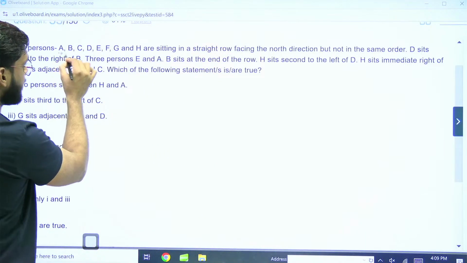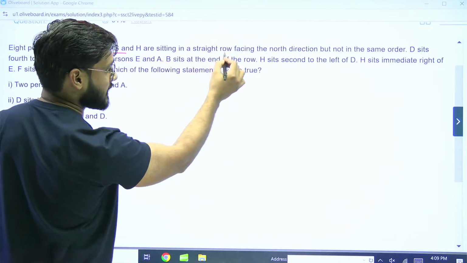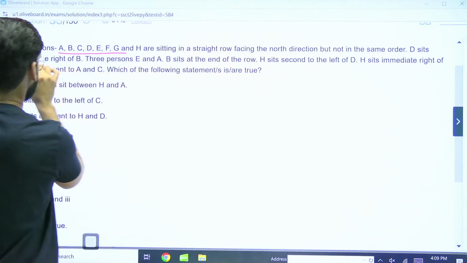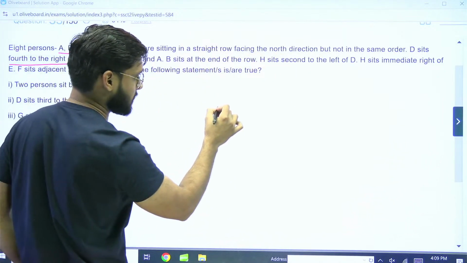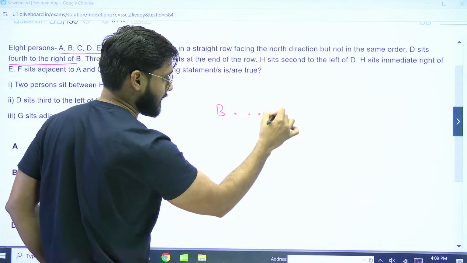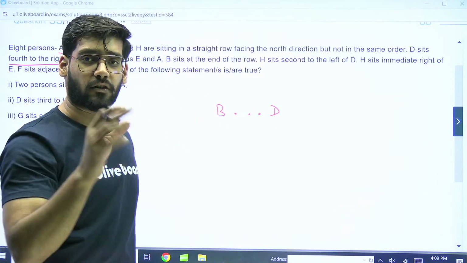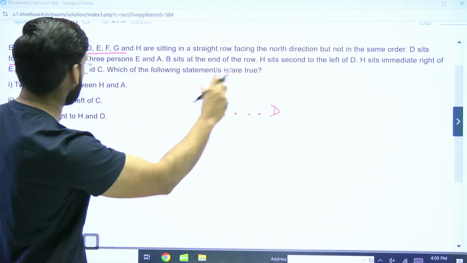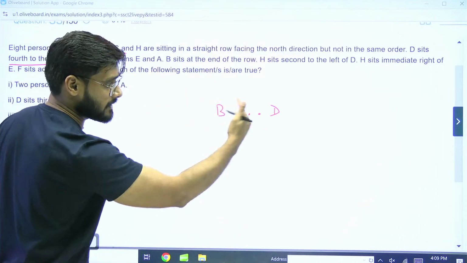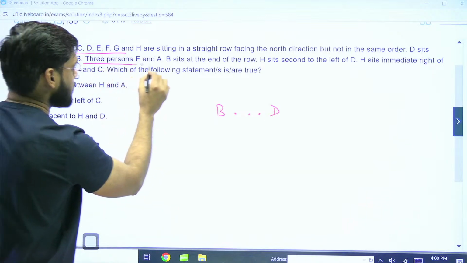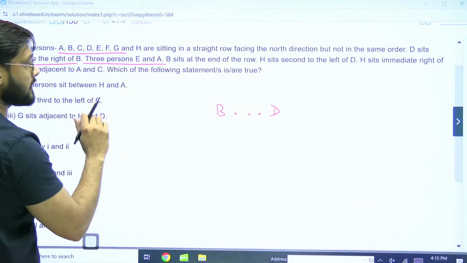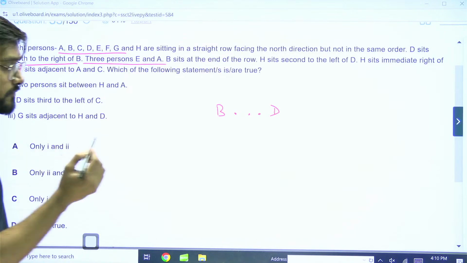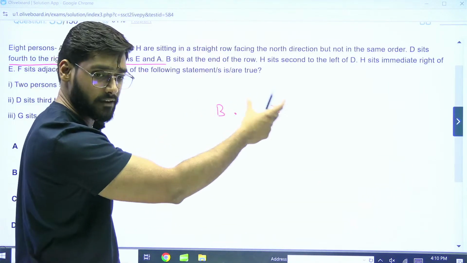Eight persons A, B, C, D, E, F, G, H are sitting in a straight row facing the north direction but not in the same order. D sits fourth to the right of B. Means B, 1, 2, 3, and D. It doesn't matter how many right or left; only one less person will come between both of them. So D is the fourth right, so 3 persons will come between them. Three persons sit between E and A, and we cannot fix this line directly because we don't know where E and A will come.